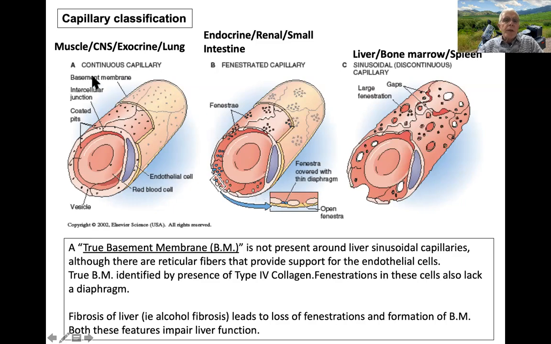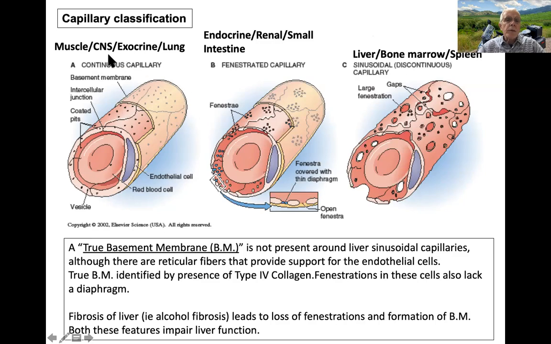This first one's called a continuous capillary. The second one's a fenestrated. A fenestration is like a window, if you will. The windows in this building would be fenestrations. And then finally, we have something called a sinusoidal capillary, a discontinuous capillary. Above each of these, I've tried to give you some organs or tissues where you would find each type of capillary. So let's go through these in brief.